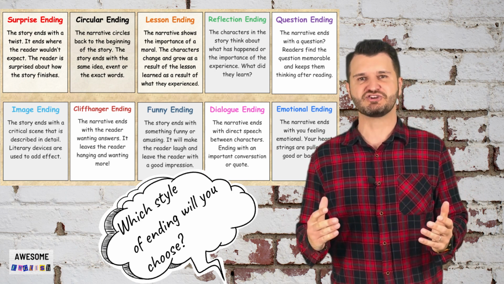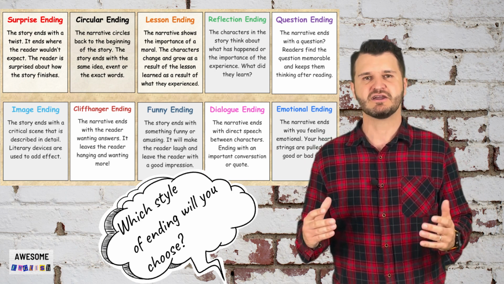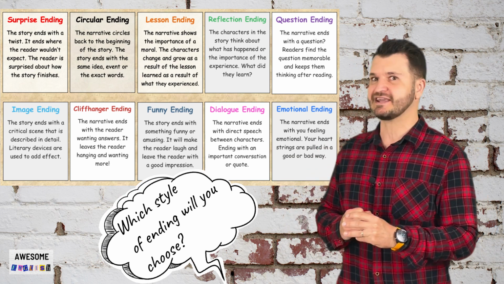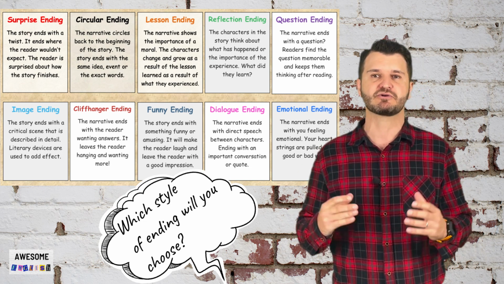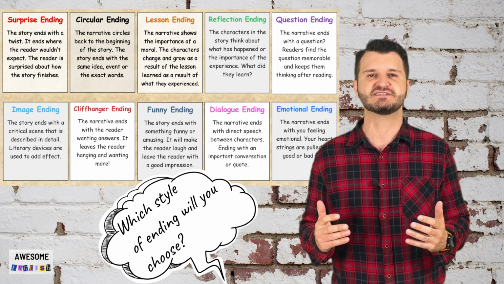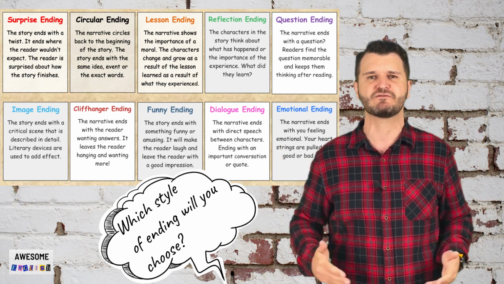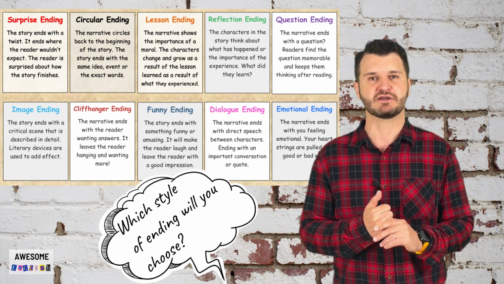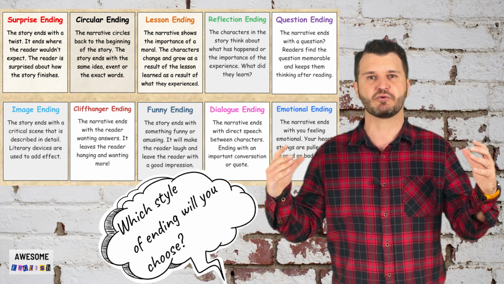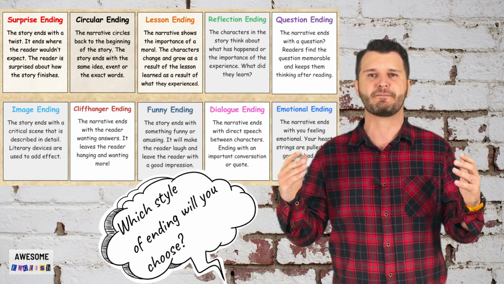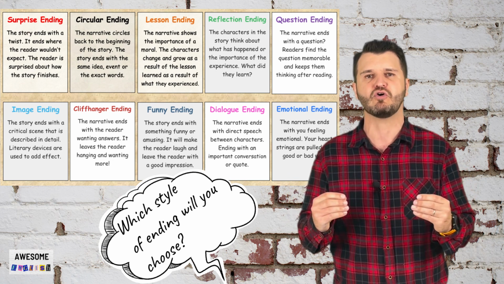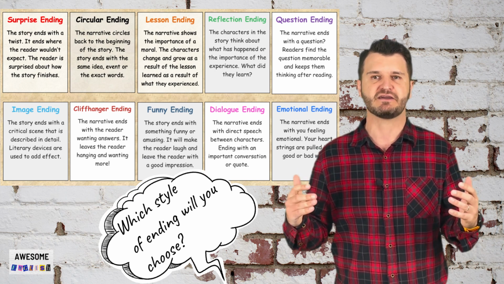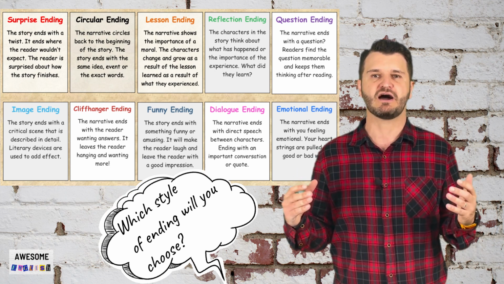All right, so one strategy you could end your story with is a question ending. It ends with a big question, the reader wanting more. Another style is an image ending. So the story ends with a critical scene that is described in detail or a beautiful vision that makes you feel something. Another one you might want to choose is a cliffhanger ending. The narrative ends with the reader asking questions. What happened? They're hanging on, asking for more. Another style is a funny ending. The story ends with something funny. It makes the reader laugh, okay?